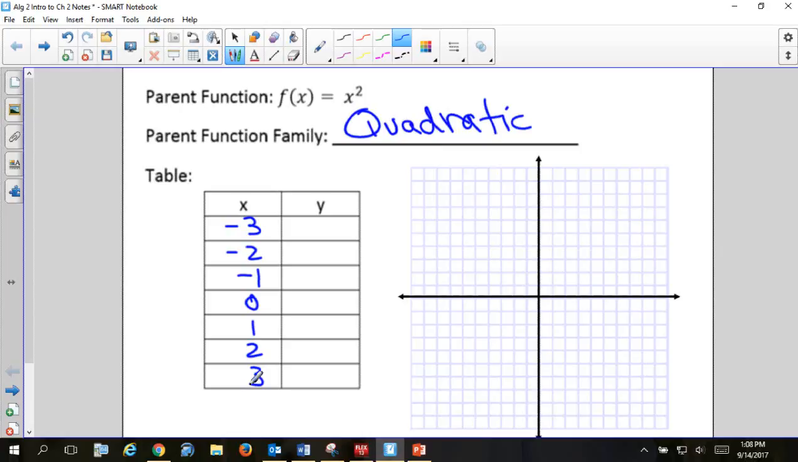If you forget the y values, what do you do to the x's to make the y values? You square them. So what's -3 squared? 9. What's -2 squared? 4. -1 times -1. 1. 0 times 0. 1 times 1. 2 times 2. 3 times 3. So if you forget, you just square the number, and then you have your parent function.